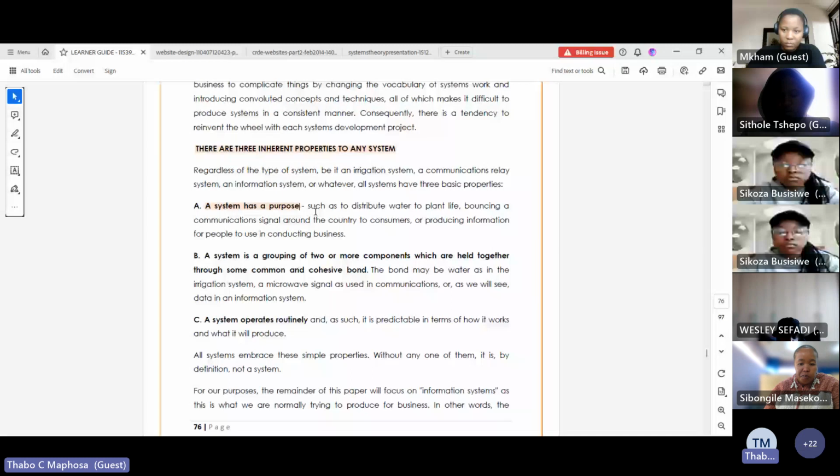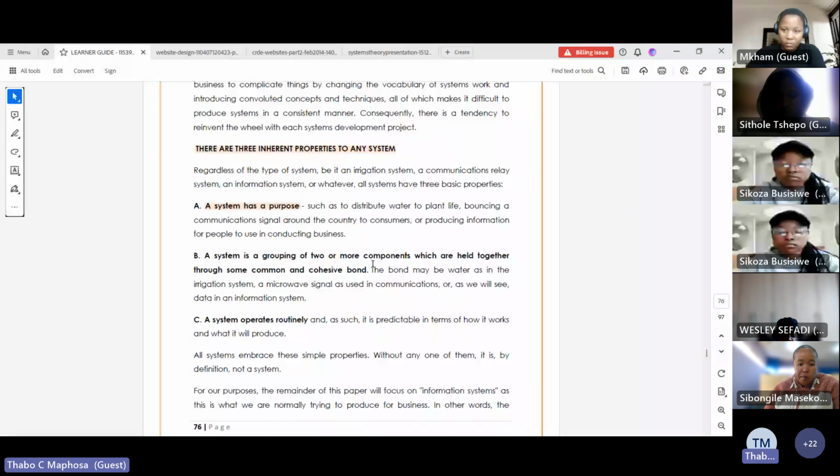The digestive system also has a purpose. The immune system also has a purpose. There's also an endocrine system, which also has a purpose. Each and every system is supposed to have a purpose. That's one thing that we know about systems.